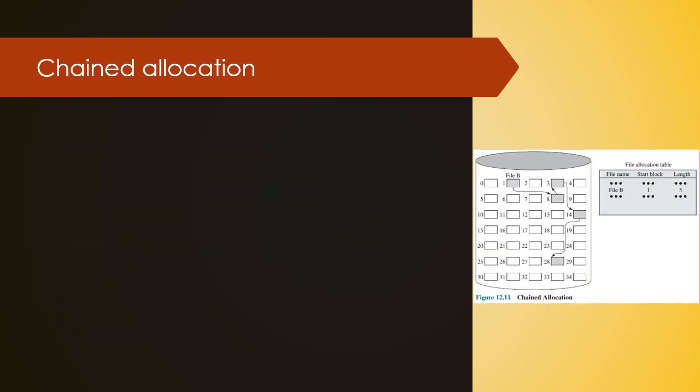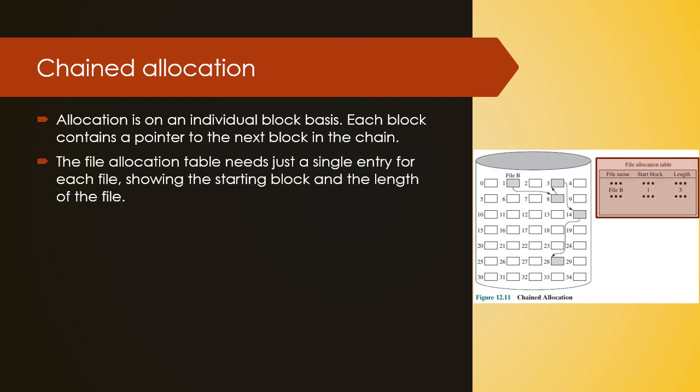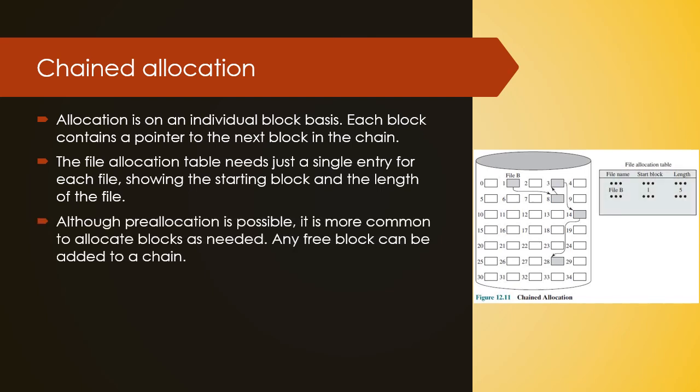Chained allocation. Allocation is on an individual block basis. Each block contains a pointer to the next block in the chain. The file allocation table needs just a single entry for each file, showing the starting block and the length of the file. Although pre-allocation is possible, it is more common to allocate blocks as required.